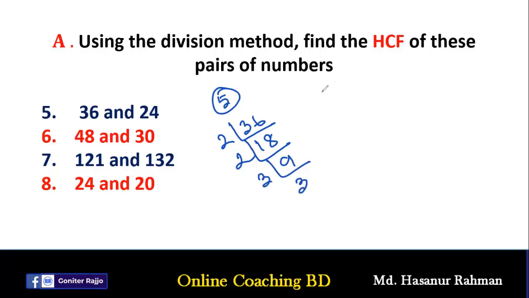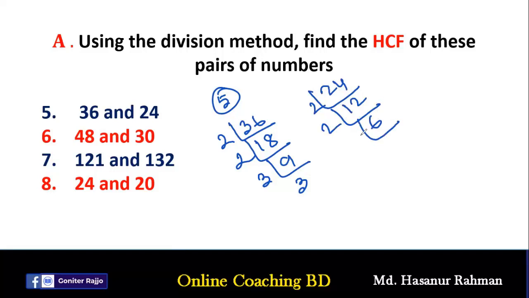Again, we can divide 24. 24 divided by 2 will be 12. 12 divided by 2 will be 6. 6 divided by 2 will be 3. Now, we can express 36 in this way. 36 is equal to 2 multiplied by 2 multiplied by 3 multiplied by 3.